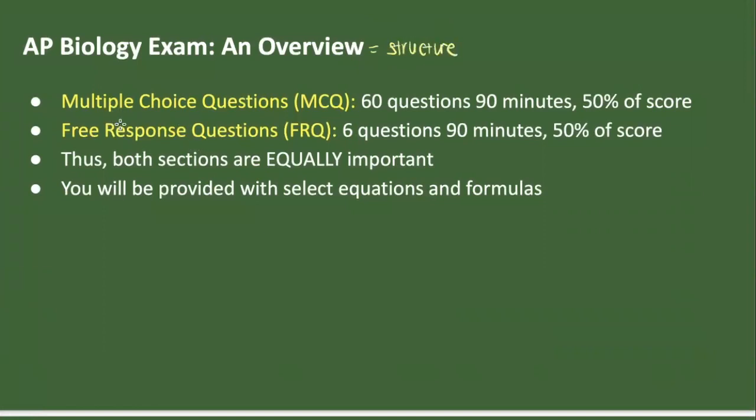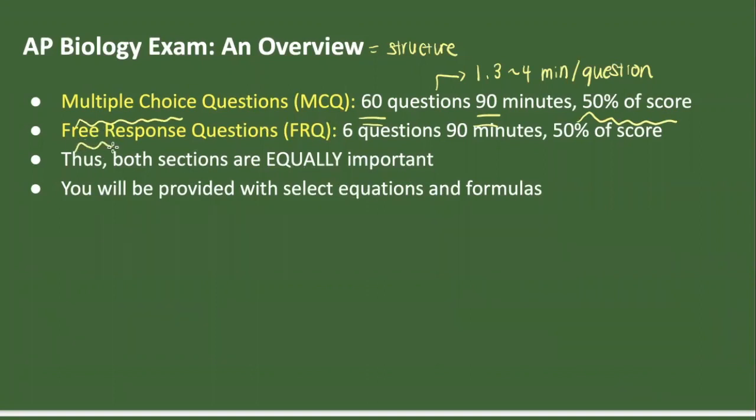For the MCQ, or the multiple choice questions, you'll have 60 questions to solve within 90 minutes, and this will be worth 50% of your entire score. So you'll have, let's say, roughly 1.3 to 1.5 minutes per question, taking into account that you also have to mark your answer choices in the bubble sheet.